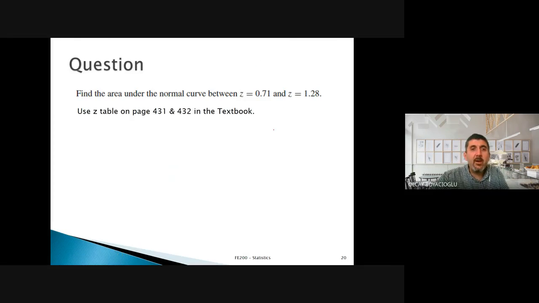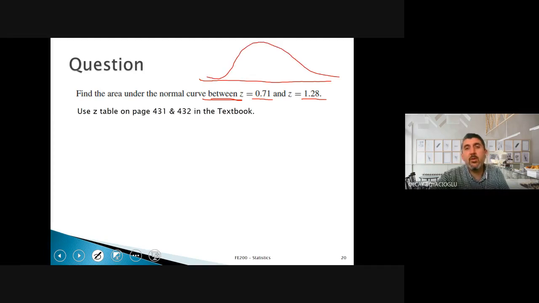Find the area under the normal curve. Now they are asking us between z-scores 0.71 and 1.28. So what are they asking us? Let's just imagine here. This is the z curve, the normal curve. It doesn't look normal, but deal with it. This is 0, this is 0.71, and this is 1.28. So they are asking us the area under the curve between these two values.